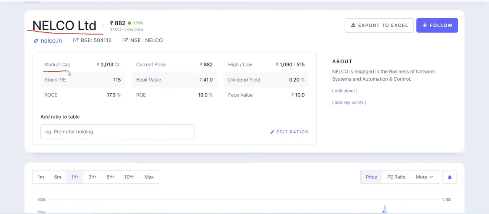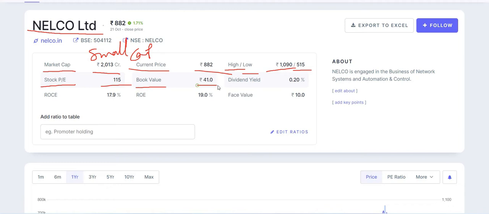Coming to market capitalization, it is 2013 crore rupees, which means basically it is a small cap company. Its current price is trading at 882 rupees. It has made a low of 515 rupees and a high of 1090 rupees. The stock P/E multiple is trading at 115. Book value is 41 rupees. Dividend yield is 0.20%.